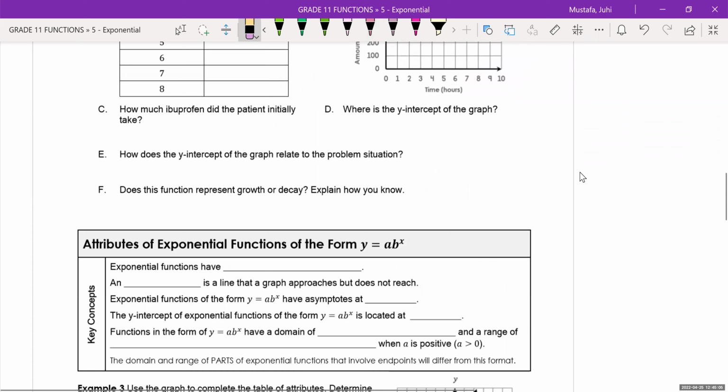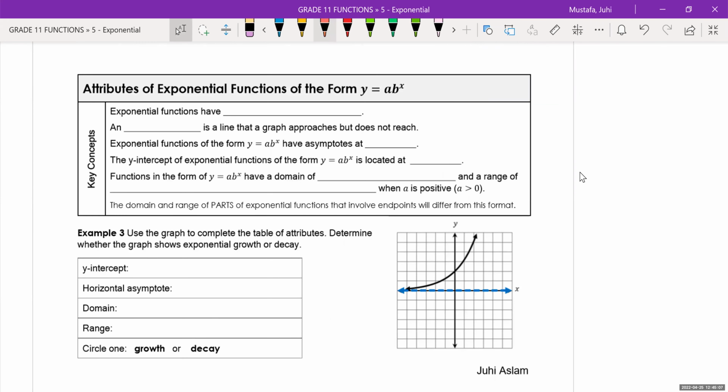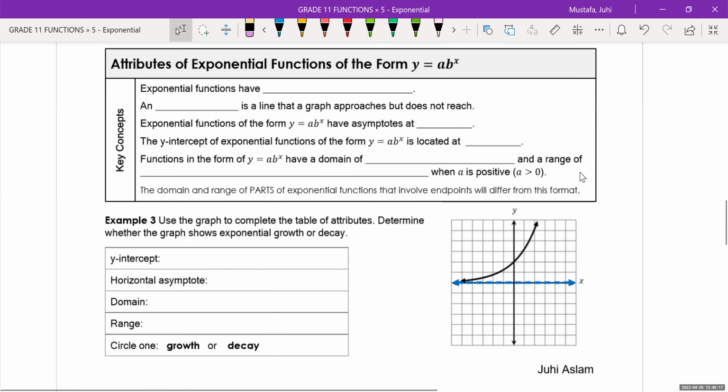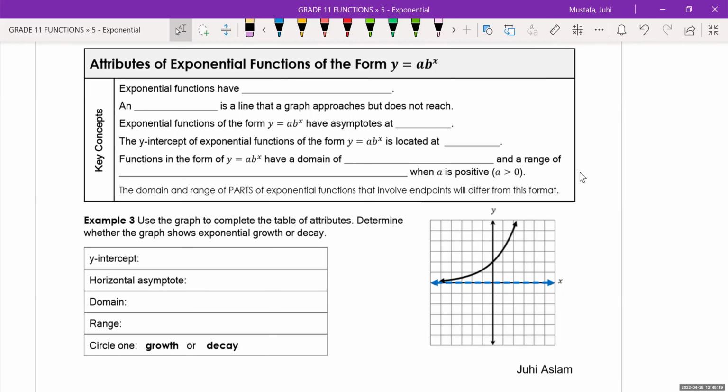Let's go to the bottom of this page. So the bottom of this page says attributes of exponential functions of the form y is equal to a b to the power of x. So this is the most important information that we're trying to learn from this lesson. Exponential functions have horizontal asymptotes. Luckily, we all know what the word asymptote is because we've all learned about rational functions. And so whenever you have an exponential function, there is only one asymptote and it is horizontal.